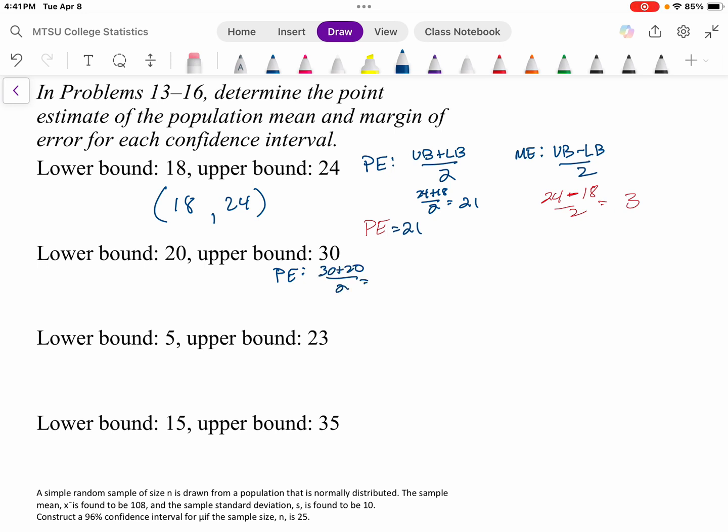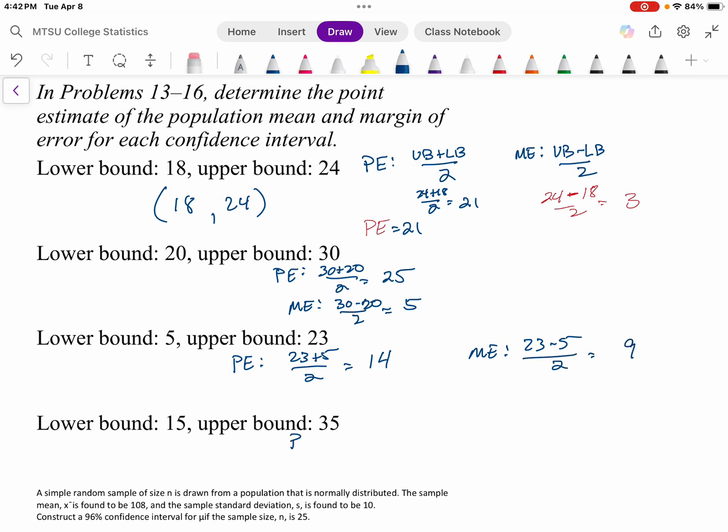So my point estimate would be 25. My margin of error would be subtract divided by 2, which would be 5. Then here my point estimate would be 23 plus 5 divided by 2, which is 14. And then my margin of error, 23 minus 5, that would be 9.